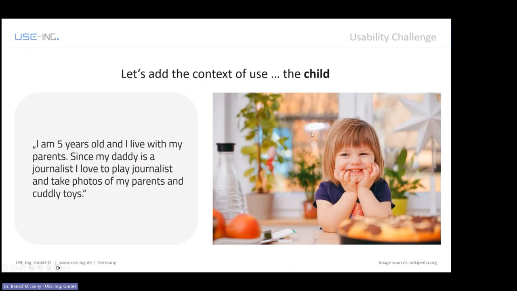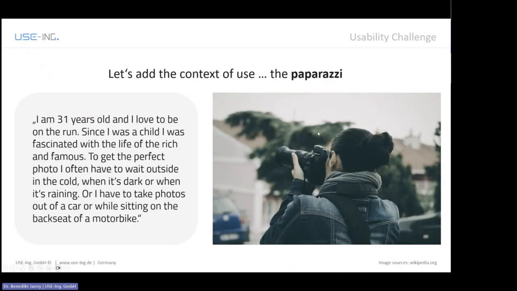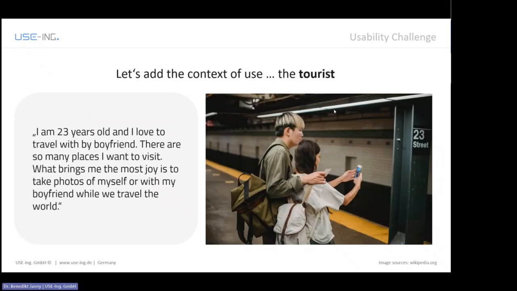I've got a second user of cameras for you, which is Chris, a professional photographer specialized in the rich and famous. To get the perfect photo, he often has to wait outside in the cold when it's dark or when it's raining, or he has to take photos out of a car, or when it's going really crazy, sitting on the back seat of his motorbike. And yeah, last but not least, the third user I want to introduce to you is May. May loves to travel the world and take photos and selfies of her and her boyfriend. And you might already notice where I'm heading.